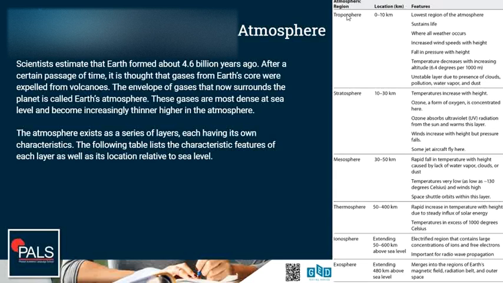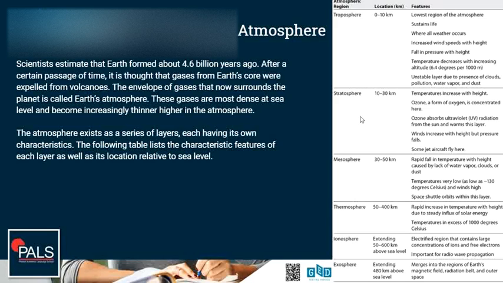Closest to sea level, we have the troposphere, 0 to 10 kilometers. It sustains life, it's where all the weather occurs, and we have increased wind speeds with height. A fall in pressure with increasing height, and temperature decreases with increasing height as well.